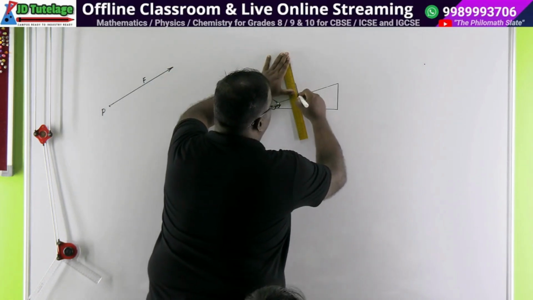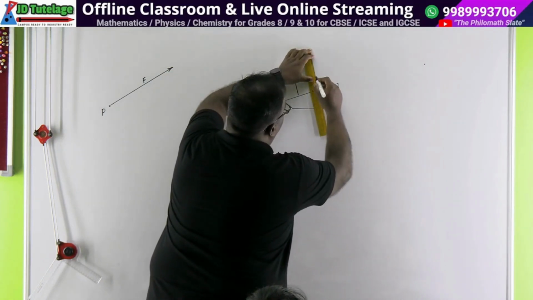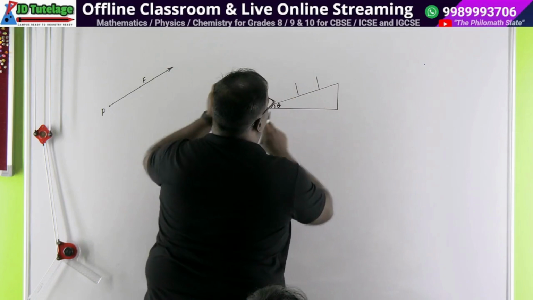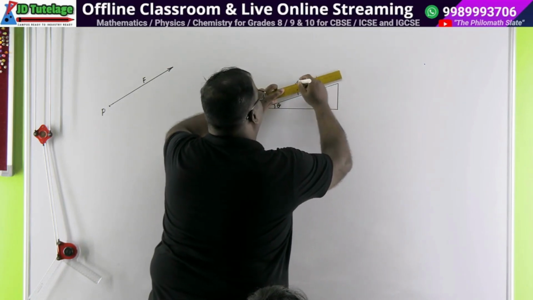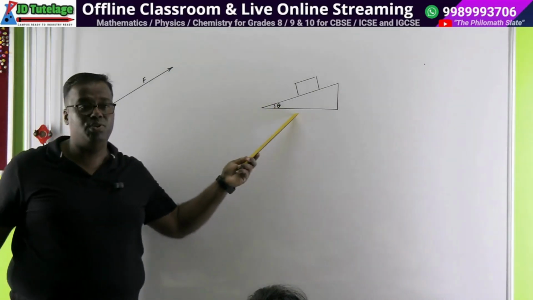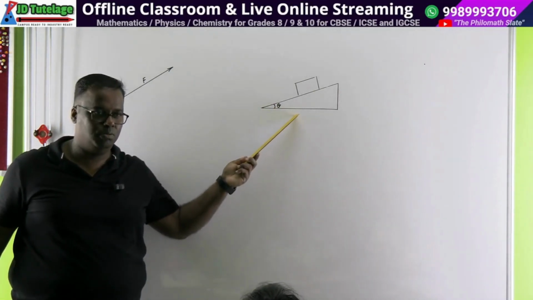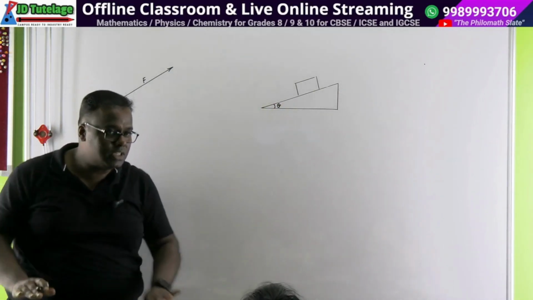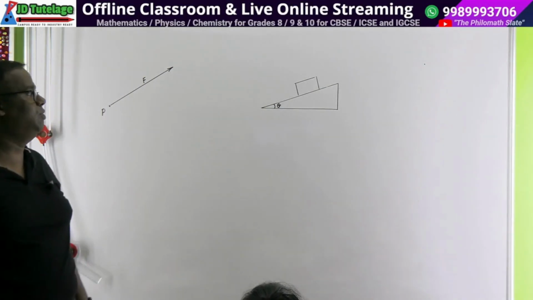Now say I have kept a block on it. There is a block on this inclined plane. These are the basics of mechanics. In physics, we call this a wedge. What do we call it? Wedge. W-E-D-G-E. Like when an aircraft lands, they put it under both the wheels. This is a wedge. Right.